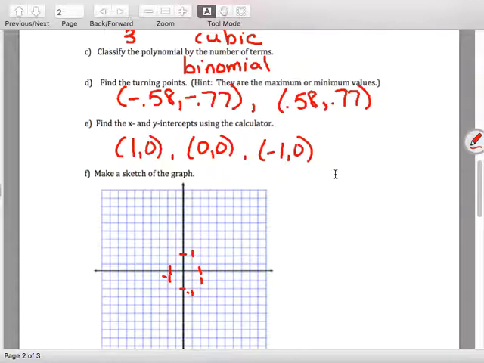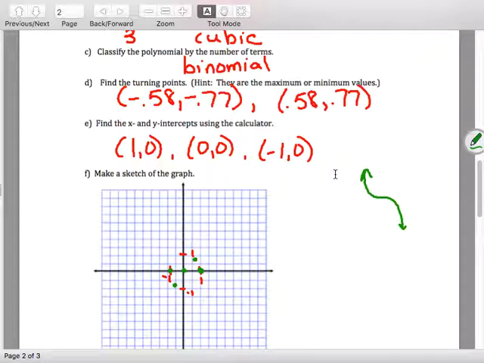So I'm going to go by 0.5, and then 1, and then 0.5 and 1 going up, and let's plot these. So I have 1, 0, 0, 0, negative 1, 0, negative 0.58 and negative 0.77, 0.58 and 0.77. Remember we said it had end behavior like this.